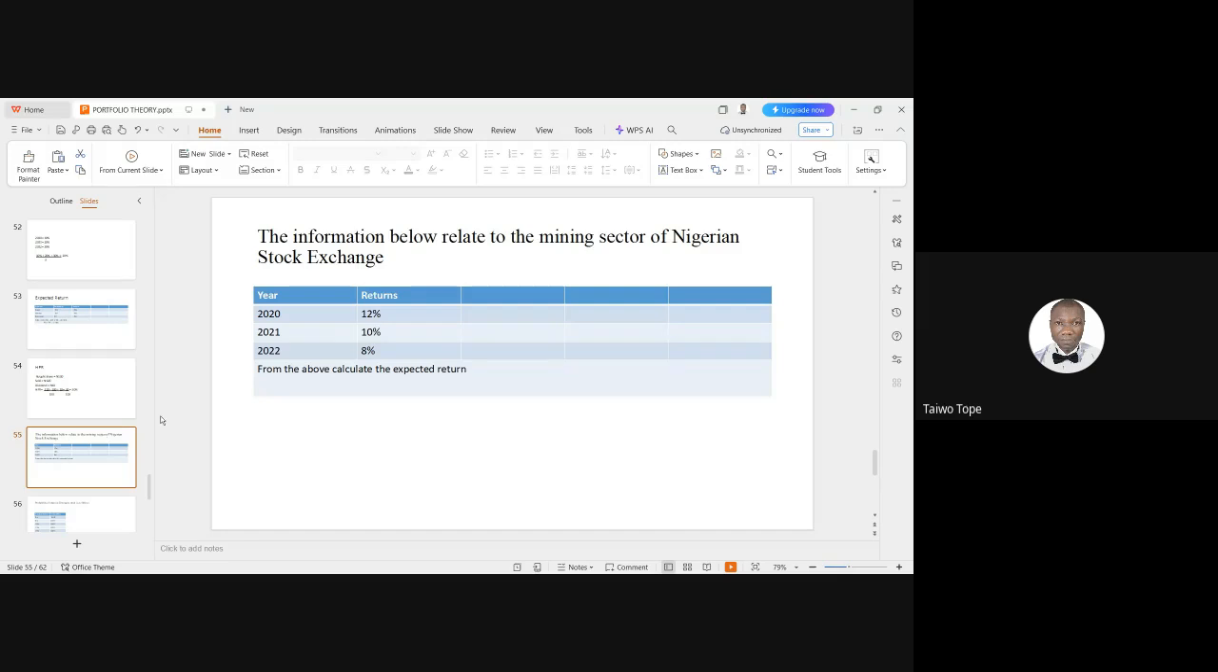Now, if you look at the question I asked you to put in your notes, they are just examples to buttress what we've done here. The first question I forwarded to the platform yesterday says that the information below relates to the mining sector of the Nigerian Stock Exchange. We have year 2020, the return is 12%, 2021, 10%, 2022, 8%. From the above, calculate the expected return. So what will be the expected return in this case, from my earlier explanation?